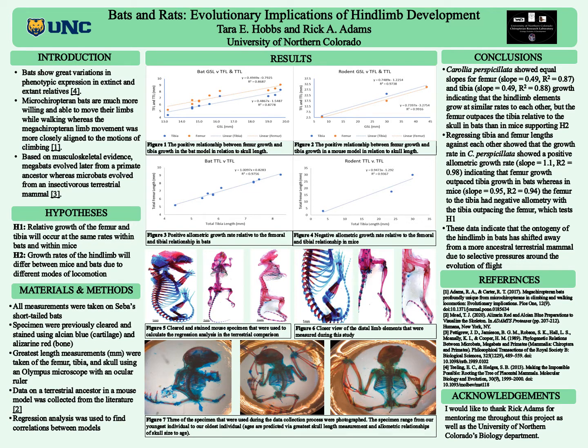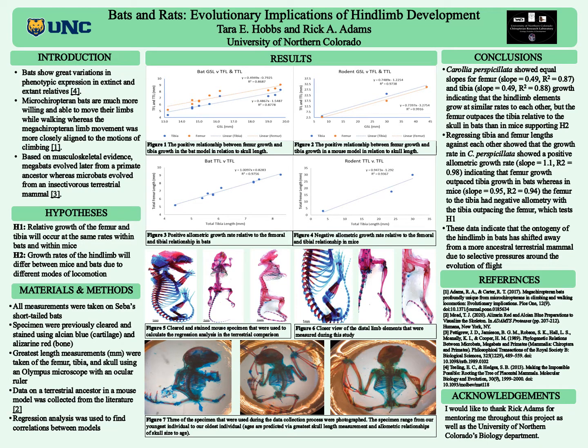The specimens were all cleared and stained using Alcian blue, which denotes the cartilage, and alizarin red, which stains the bone. These animals were previously stained by a graduate student at a previous time. The morphological measurements were taken as the greatest length of the femur, tibia, and skull using an Olympus microscope equipped with an ocular ruler, and the data on the terrestrial ancestor was collected from a mouse model found in literature. A regression analysis was completed with the data collected to determine trends and relationships.